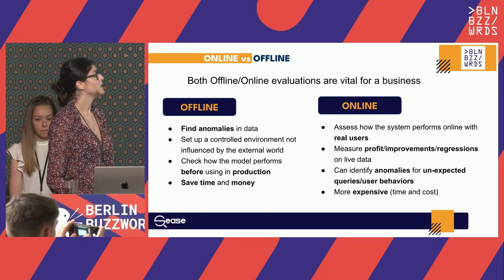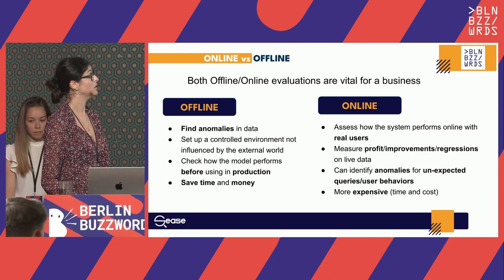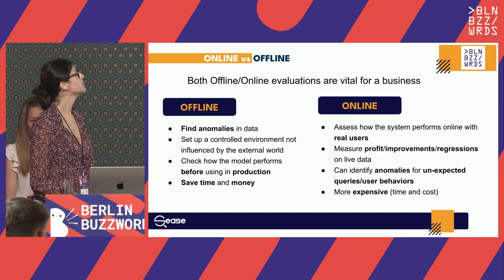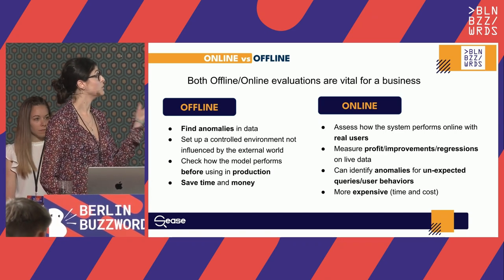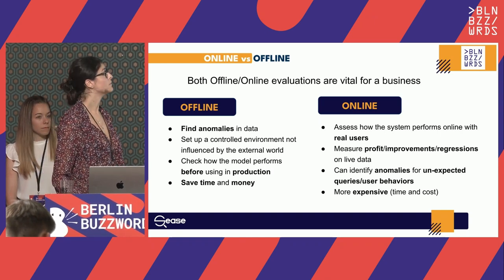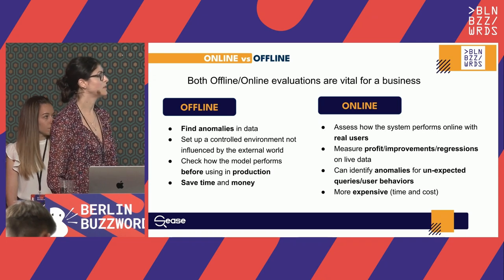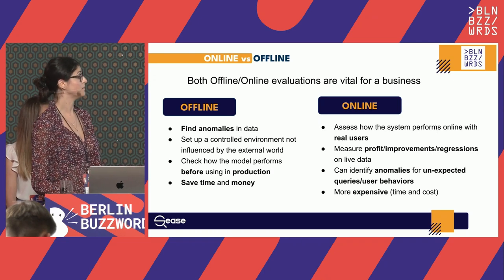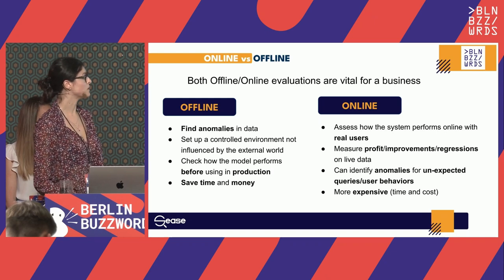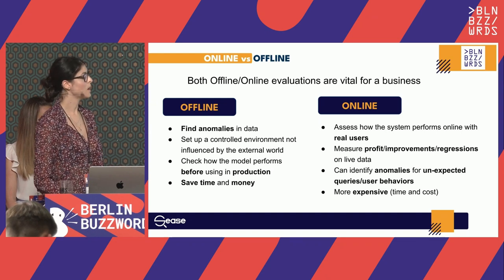So offline testing is the most common way to find the most promising model before deployment. It has the advantage of finding anomalies in data, and you can check the performance of your model using a controlled environment that is not influenced by external factors and without impacting the production system. It is faster and cheaper than the online one.